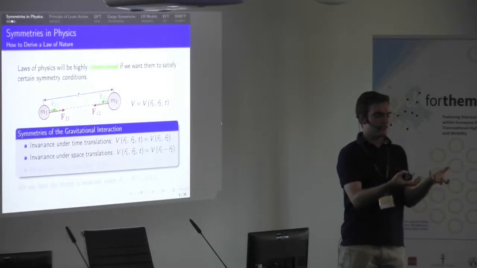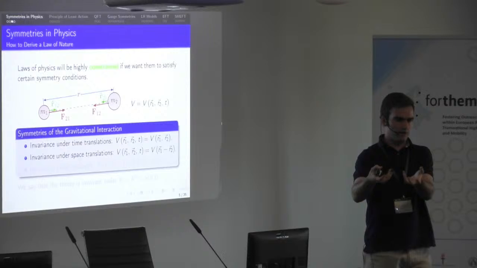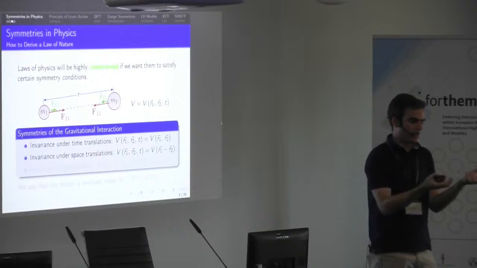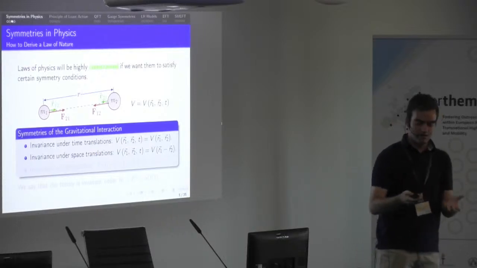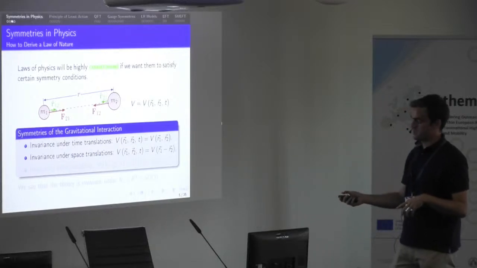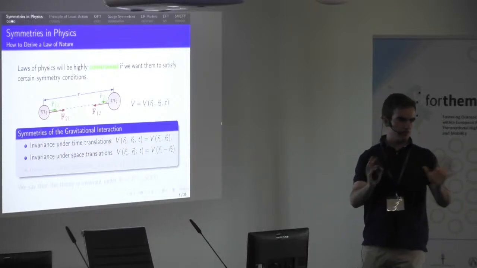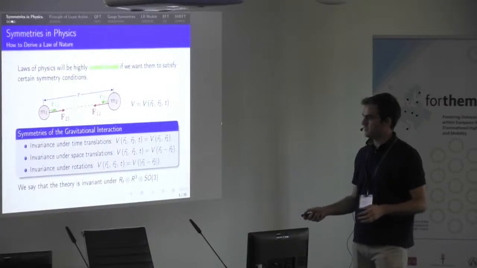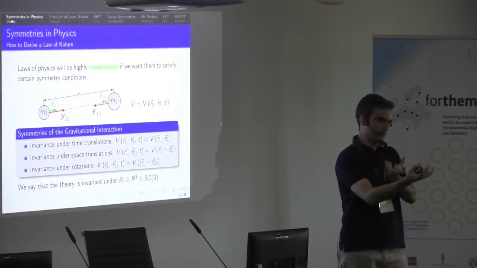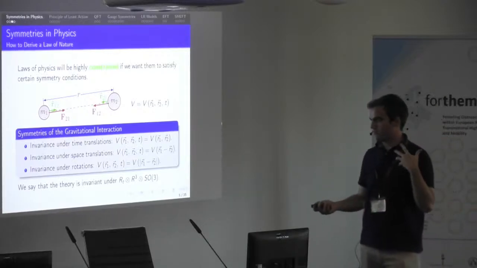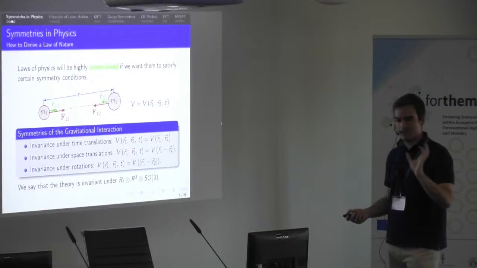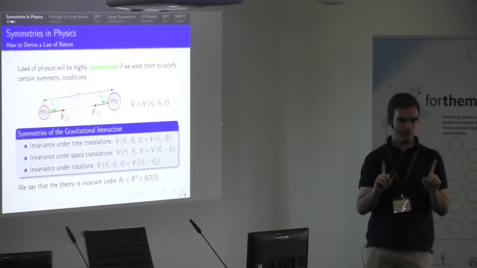Now, I take the two masses, and I move them to another place. As far as we know, this won't change the gravitational potential. Gravitational interaction does not depend on where the masses are. This is called invariance under space translations. And it means that the potential can only depend on the relative position of the two masses. And finally, invariance under rotations. If I change the orientations of the two particles, as far as we know, the gravitational potential is exactly the same. The law of physics doesn't change. So this means that the potential can only depend on the distance between the two particles, right?